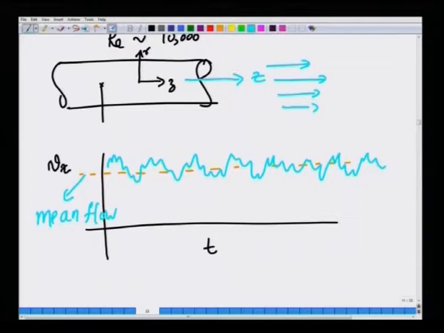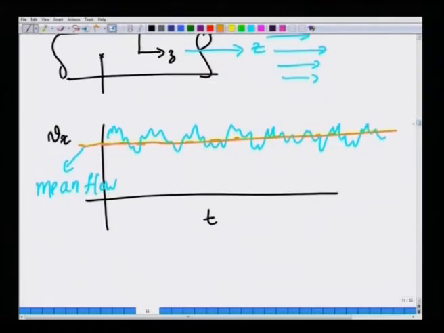So, there is a mean flow. If you were to average this fluctuating velocity over a significant time, you will get this orange line, that is the mean flow. The mean flow is the time averaged velocity in a given direction.